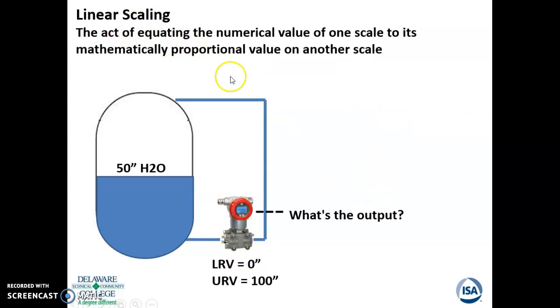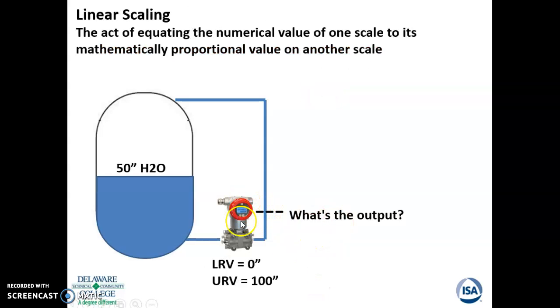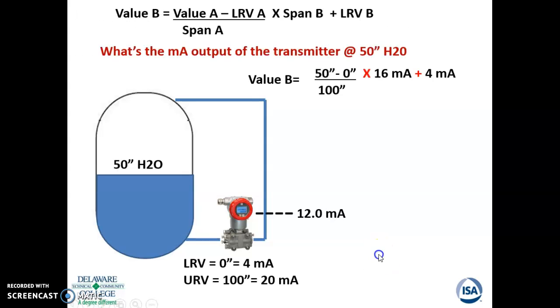Okay, now we're going to talk about how we're going to take this number, which is reading 50 inches of water, and convert that into a milliamp. So let's go back again. So what is the output coming to the transmitter to go to the controller? You'll read this number on the transmitter, and it'll also convert and send to the controller what the actual output would be in milliamps. Let's do that.